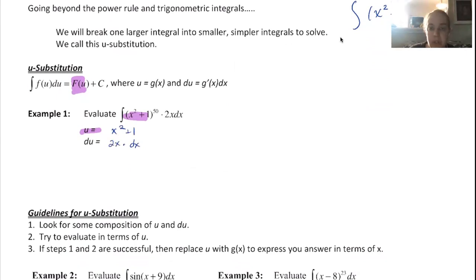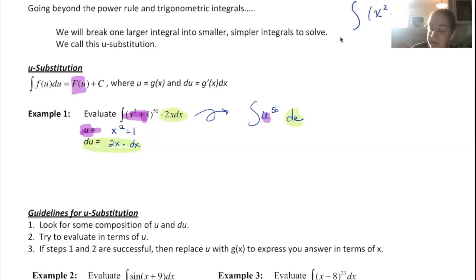So now what we're going to do is rewrite that original problem in terms of u. So this becomes u to the 50th du. Now, go back and look at this. Here's your u piece. Let's make that purple again. U to the 50th, everything is u. That's usually the easier piece. The trickier piece is making sure that du matches. You need a 2x dx. You have to have that in the problem for this to work. And here it is, 2x dx. So I'm replacing 2x dx with du.